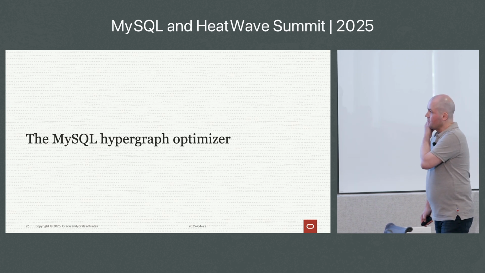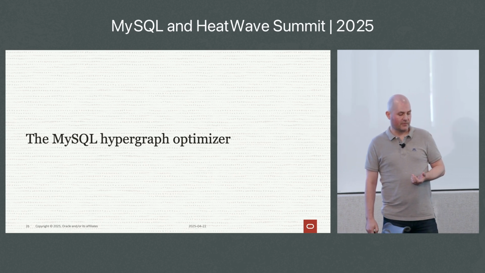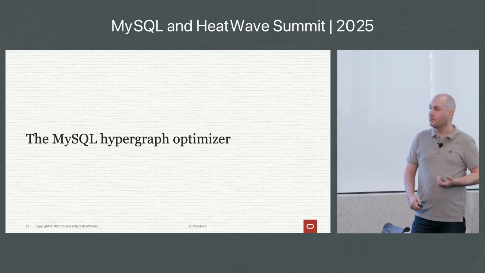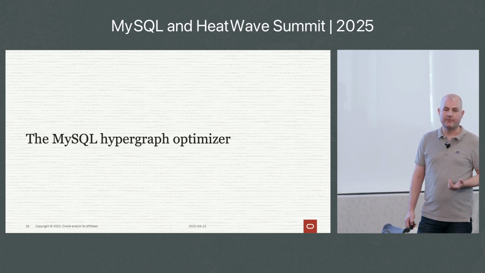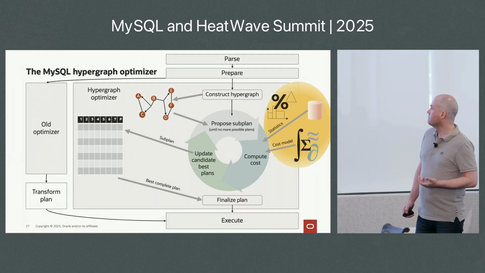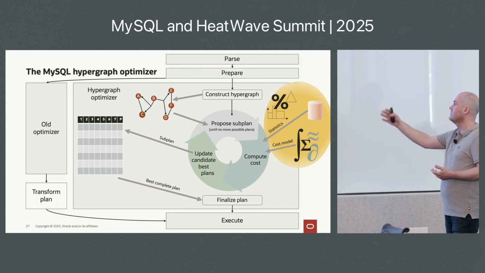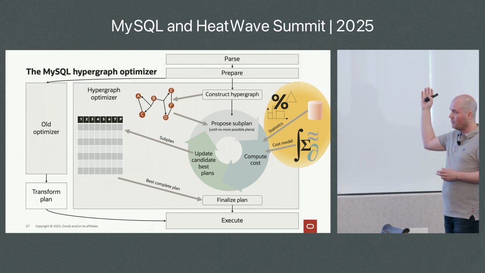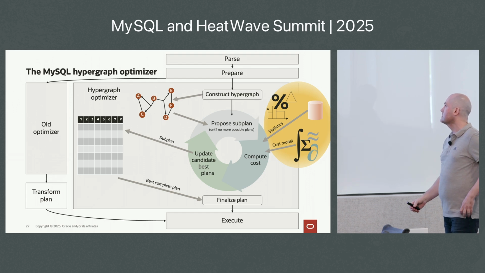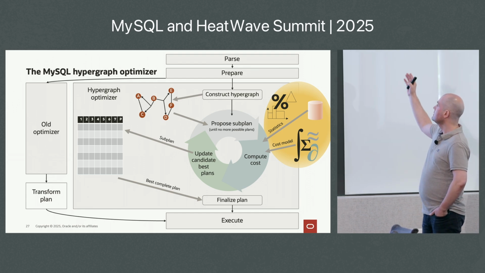So the result was the MySQL hypergraph optimizer, and the name comes from the fact that we are using a hypergraph to represent the query. This is the same model we had earlier, just redrawn with more details. I'll get through all this in the next 15 minutes.